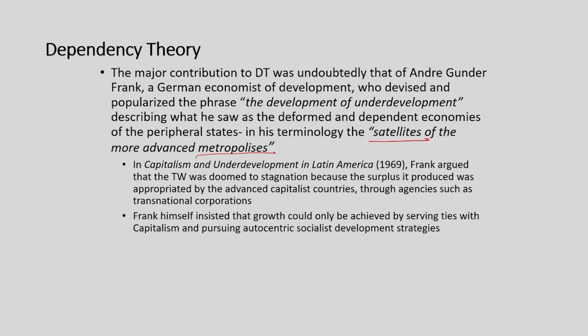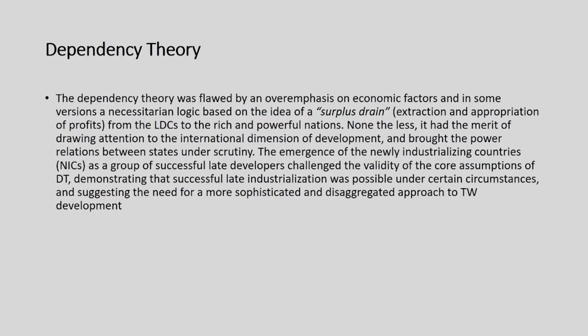Okay. In Capitalism and Underdevelopment in Latin America, which Frank published in the year 1969, he argued that the third world was doomed to stagnation because the surplus that it generated was appropriated by the advanced capitalist countries through agencies such as transnational corporations. Frank himself insisted that growth could only be achieved by severing ties with capitalism and pursuing autocentric socialist development strategies. And in this context, the dependency theory was flawed by an overemphasis on economic factors and in some versions a necessitarian logic based on the idea of a surplus drain.